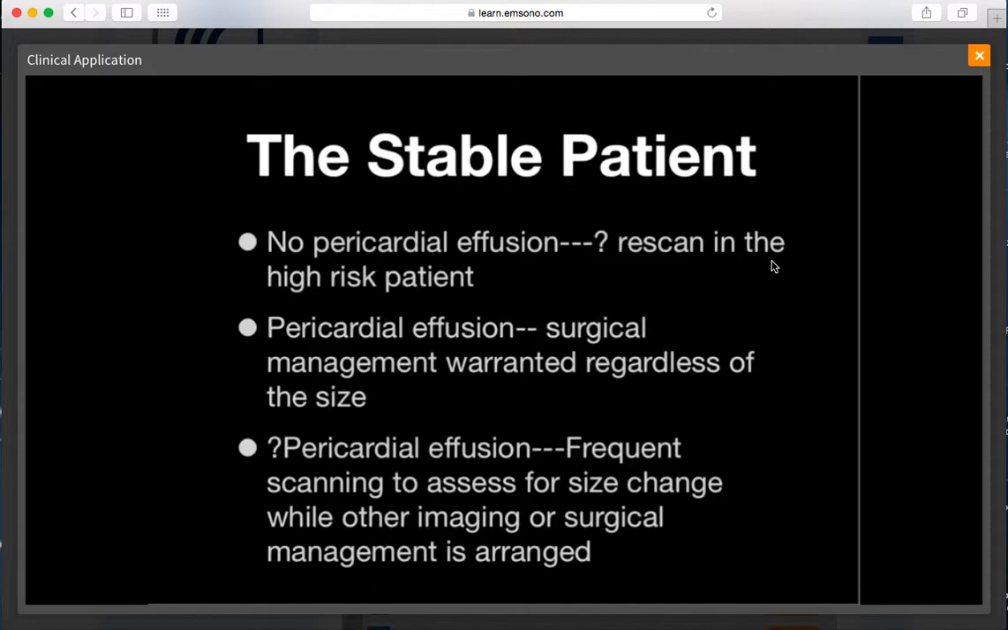What about if you think there may be a pericardial effusion but you're not certain? You've got a couple options in the stable patient here. Frequently scan them to assess for dynamic size change while you arrange for other imaging or surgical management. At a minimum, though, these people are going to have to be watched extremely closely for any dynamic change in the size of the fluid collection, because if it truly is a hemopericardium from a penetrating cardiac injury, then these patients are at risk for sudden deterioration and they will have a very high morbidity and mortality. So these people need to be taken very seriously.